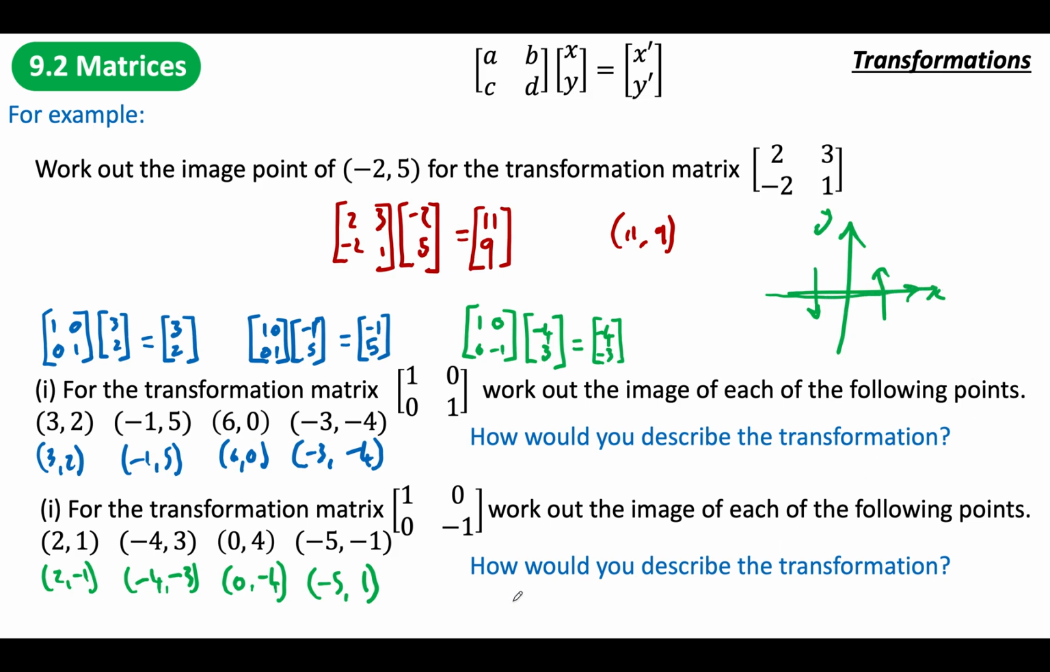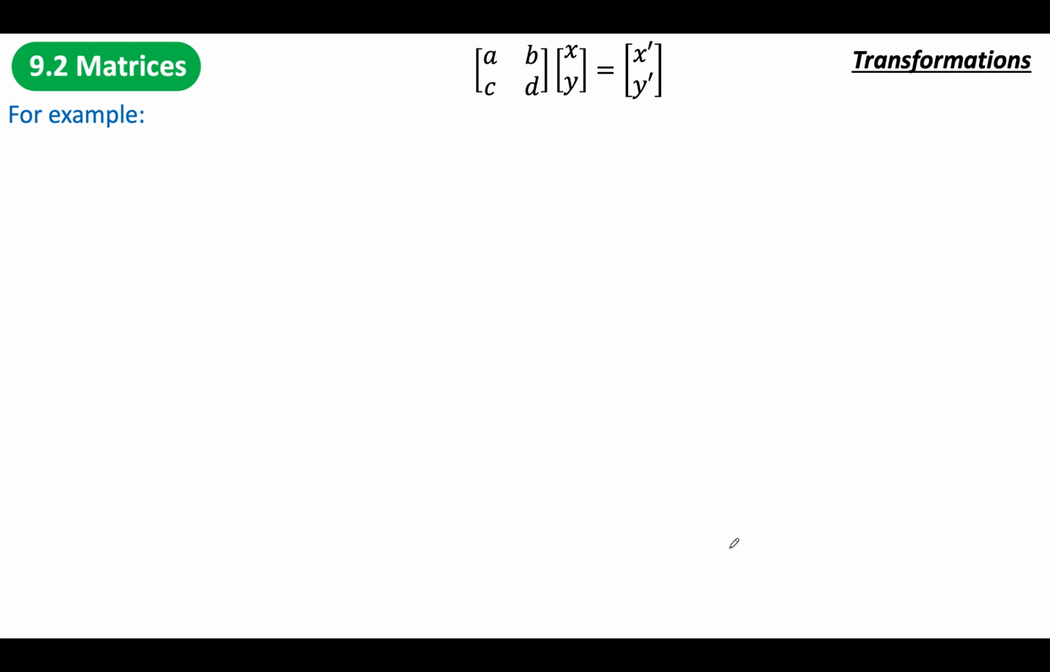This is a reflection in the x-axis. All right, if you can read that. It's basically flipping along the x-axis up and down. So reflection in the x-axis. Interesting. Let's go back to that matrix though.